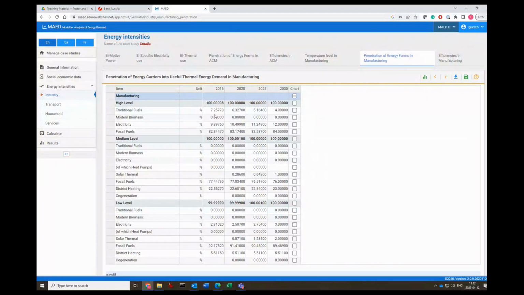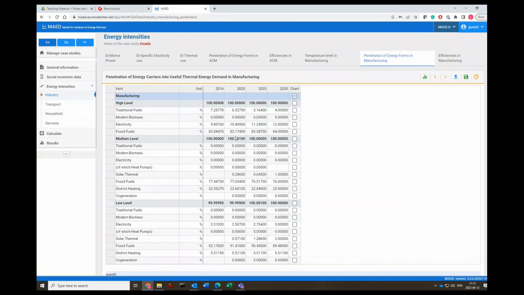So all these inputs, we will have to prepare them separately somewhere. As you can see, for example, at the high level, we have fossil fuels and electricity, and then the medium level and low level. For example, solar thermal also appears in the low level and medium level, but it's not there at the high level temperature, because you cannot produce the high level temperature with the solar thermal. So there is a predefined list of these energy forms which can serve these different levels of temperatures that are needed.